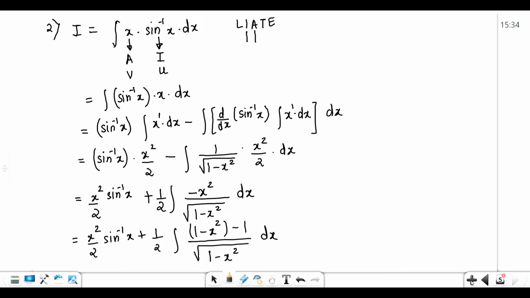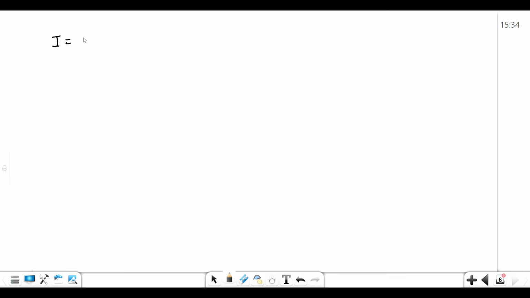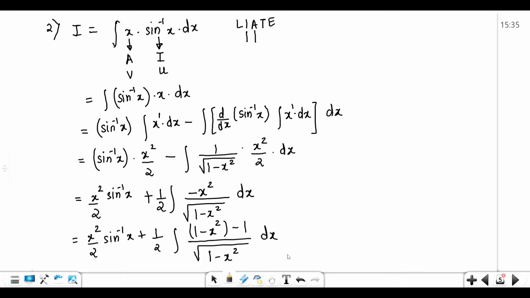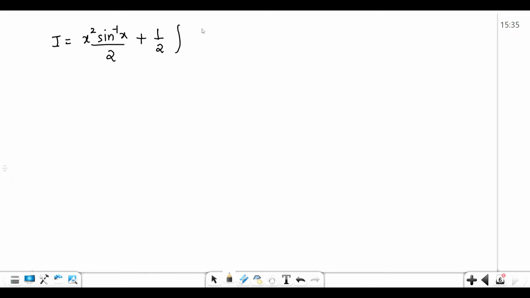So what this will give you is I is equal to again x square sine inverse of x upon 2, not minus, it is a plus. Then we have the 1 by 2 outside, integration. So we'll separate these two integrations that we have: 1 minus x square upon the square root of 1 minus x square, minus 1 upon the square root of 1 minus x square dx.